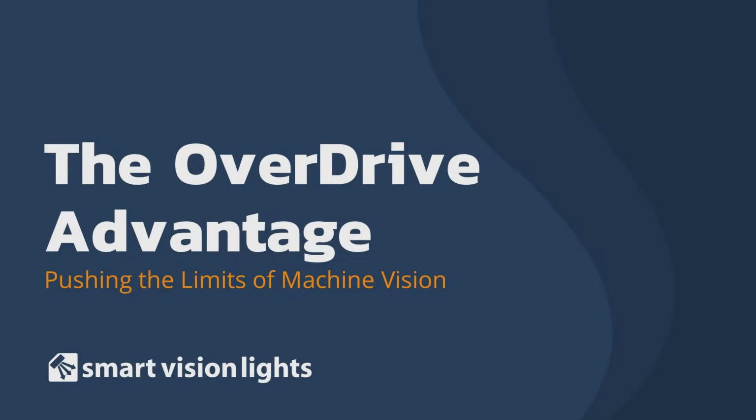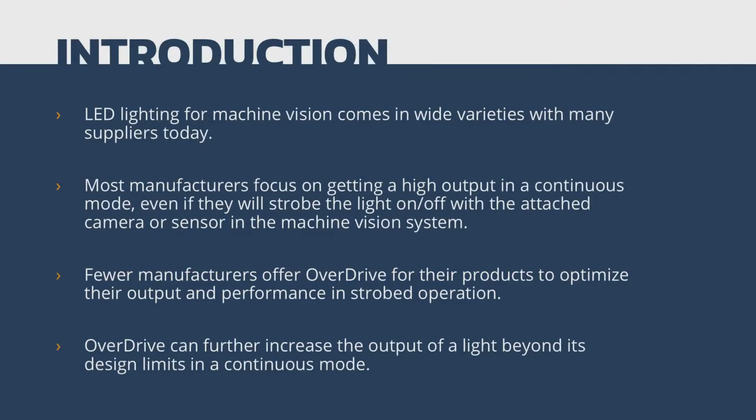So to begin with, LED lighting for machine vision comes in a wide variety with many suppliers. Most of our manufacturers focus on getting a high output in a continuous mode, even if they want to strobe the light on and off with the attached camera to pulse follow and create framing. But even fewer of these manufacturers offer overdrive for their products to optimize their output and performance in these kind of strobed applications. Overdrive can further increase the output of a light beyond its design limits in a continuous mode. This is going to be the focus of our discussion today.